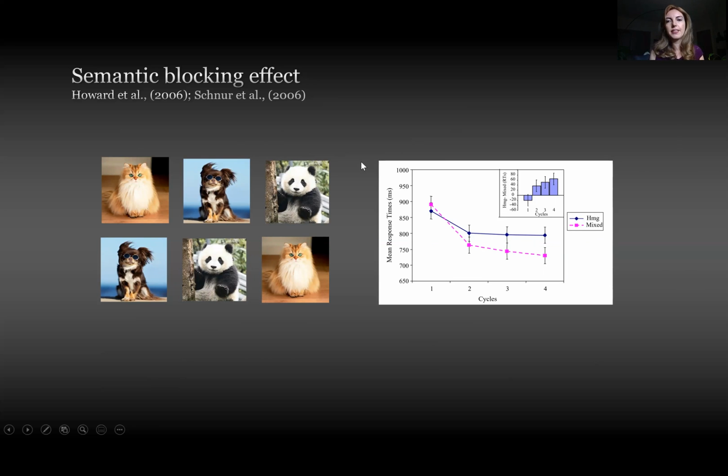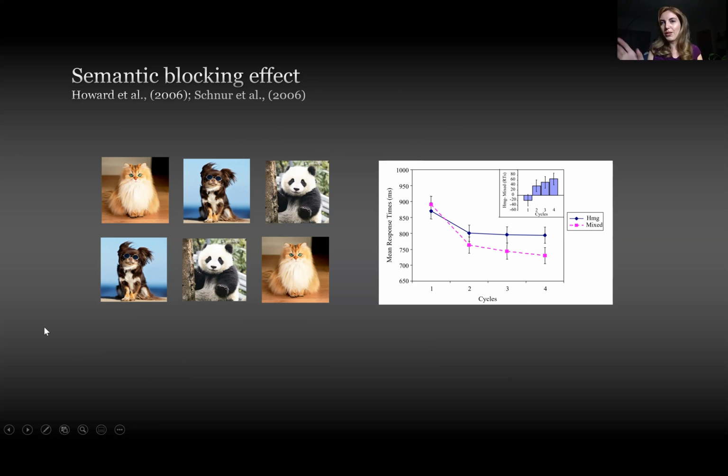The common finding, this is from Tatiana Schnur and colleagues in 2009, when you look at reaction times, is this. In blue you see RTs to the same words appearing in the context of semantically related words, and in pink, those words in the context of unrelated words. And you see that RTs are longer for the same words when they appear in the context of semantically similar items. This is called the semantic blocking effect.